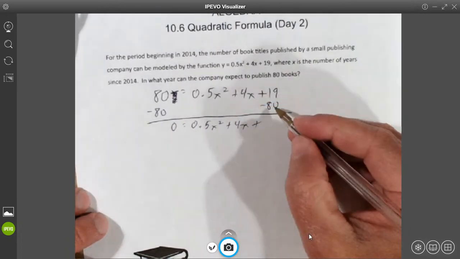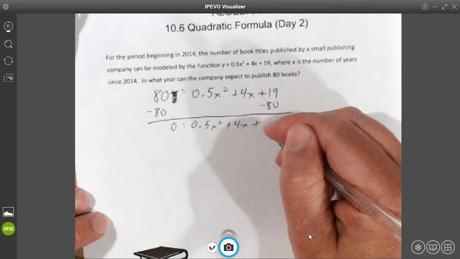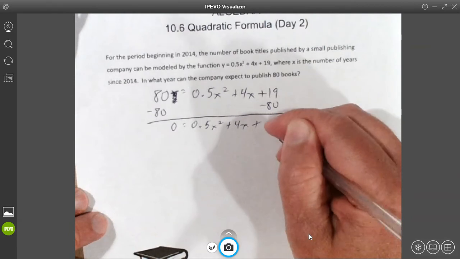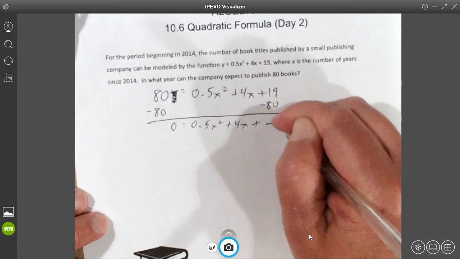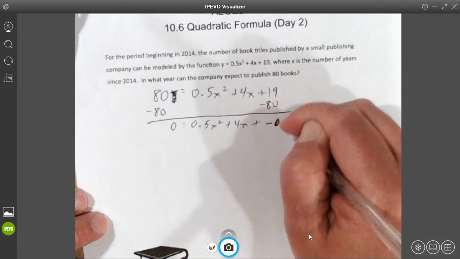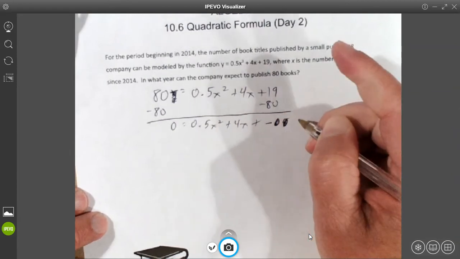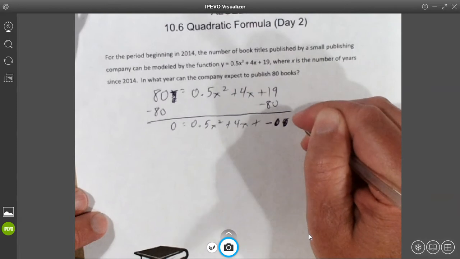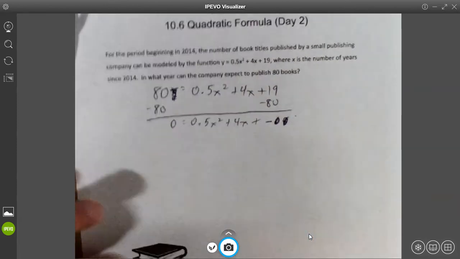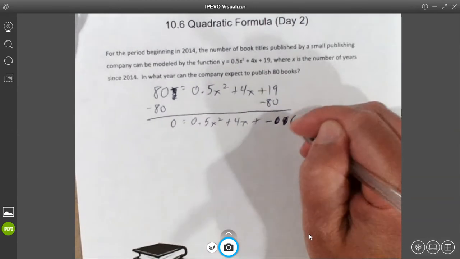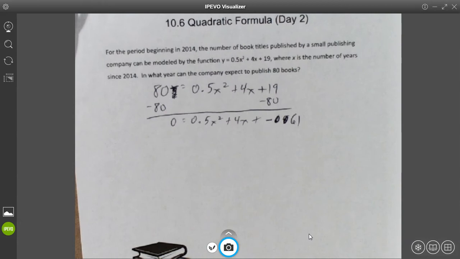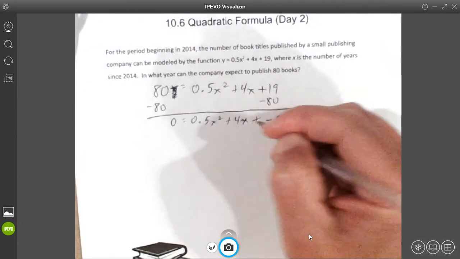20 minus 80 would be negative 60. So I think this would be negative 59. Nope, that's crazy talk. Negative 61, I believe. Mental math is outstanding, guys. Negative 61. I should have stuck with my gut instead of questioning it. Always stick with your gut instead of questioning it.